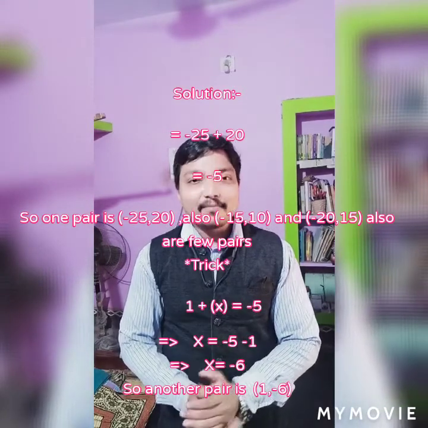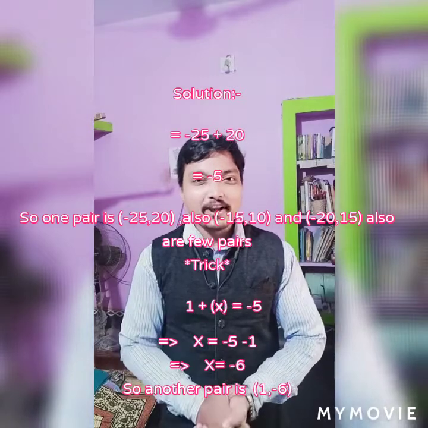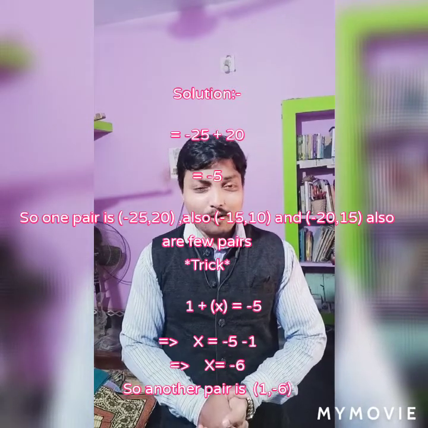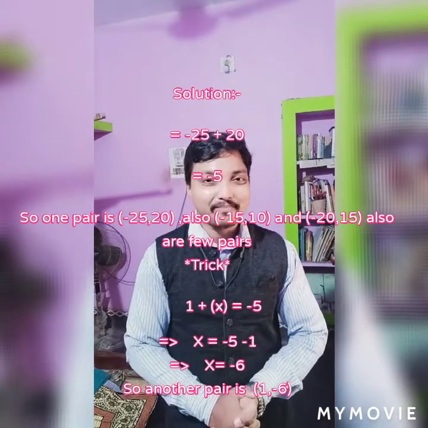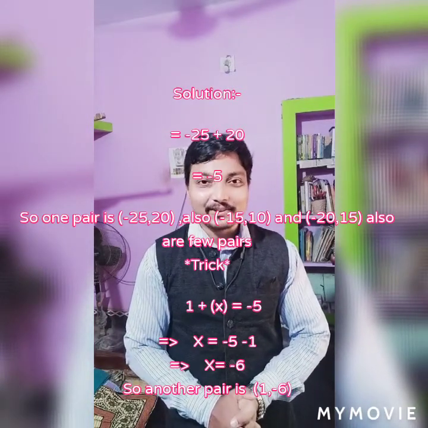Just like I have taken one example, in the same way you can take a different example and get a different pair of integers whose sum is equal to -5. I hope this is also very interesting. That was question number B. Now we will discuss question number C.